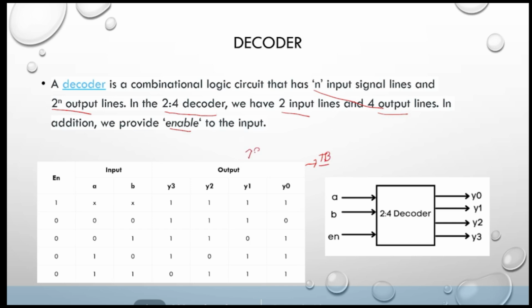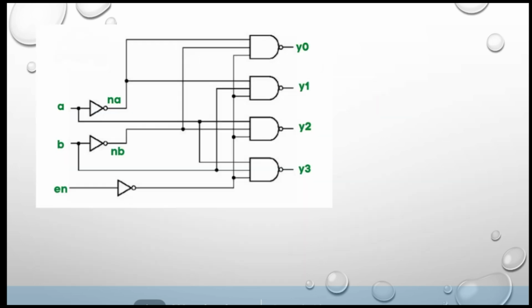So this is my 2 by 4 decoder. I have taken two inputs, A comma B, and one more, enable. It has four outputs, Y0, Y1, Y2 and Y3. Fine. So this is the logic diagram for my decoder. Now, by using this, I am going to write the code.